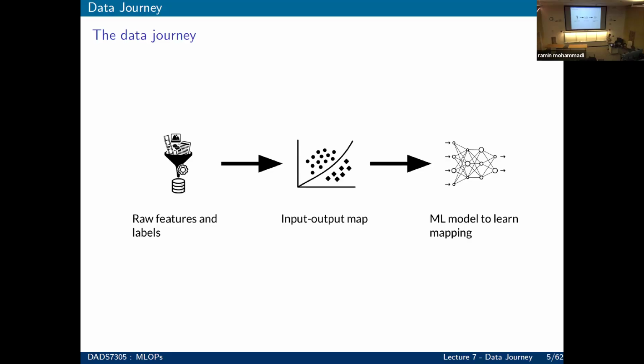Data journey is something that you need to always keep track of. Across the industry, you always want to know what happens to data, what operations are going on with the data, where this data goes, where this data comes from, and so on. That's the definition of data journey. It starts from raw features, some input-output mapping to a model, and gives you some model.